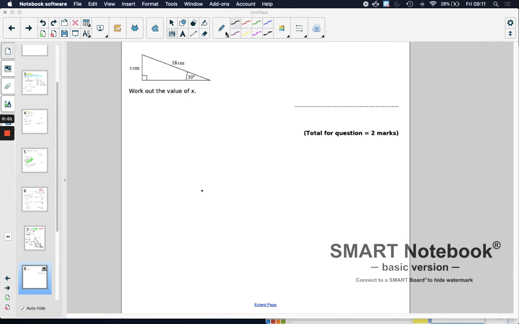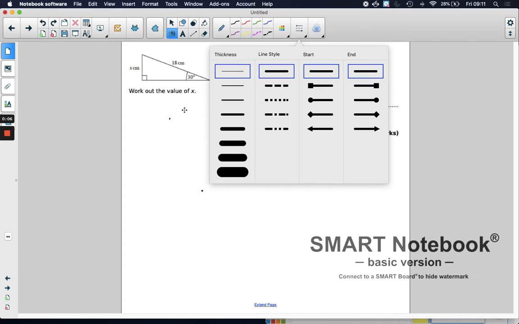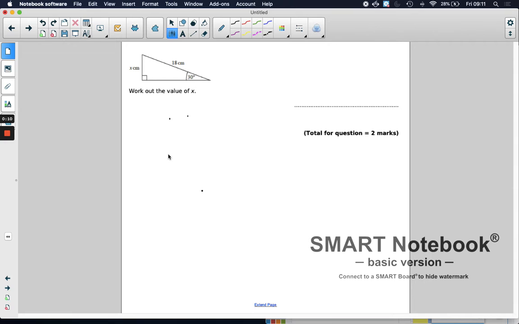So for our SOHCAHTOA question, this one we should be able to answer relatively easily as long as we label our triangle appropriately. Okay, so we always know that we're going to use SOHCAHTOA, sine, cosine, and tangent. Now we have the opposite, which is opposite the angle, the hypotenuse, which is our long side opposite the right angle, and the adjacent, which is next to the angle.